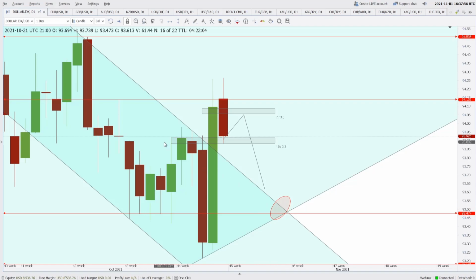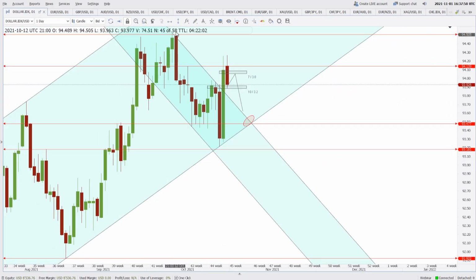But in the meantime, if we see this falling channel's line, since this channel has been broken to the upside, now every time this channel's resistance line is met with the price, it will support the price to the upside. But we need to see a close above 94.13 to become bullish again in the dollar index. Right now we are thinking about a pullback to at least 93.47 levels again.